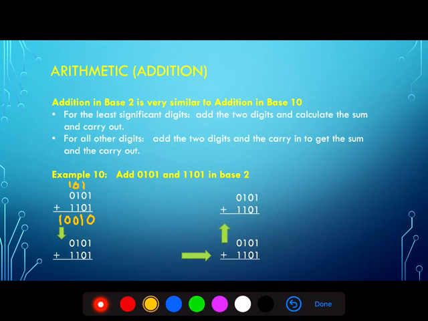So our result when we add 0, 1, 0, 1 plus 1, 1, 0, 1 is 1, 0, 0, 1, 0 in base 2. So addition is very similar and straightforward to implement in base 2. Let's take a look at how we actually implement this in logic gates.